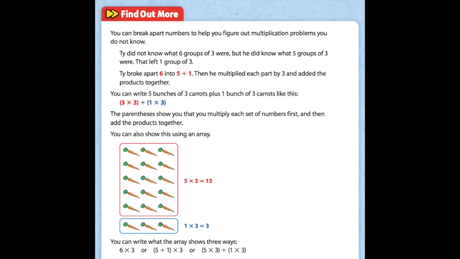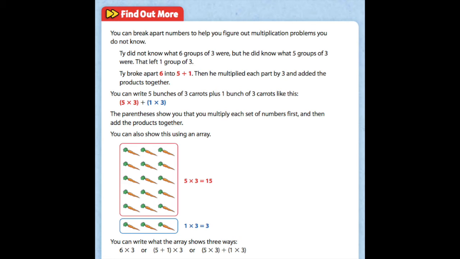So it says you can write 5 bunches of 3 carrots plus 1 bunch of 3 carrots like this. So it'll look like 5 times 3 in parentheses plus 1 times 3 in parentheses. The parentheses show that you multiply each set of numbers first, then you add those products, or the answers, together. You can also show this using an array.